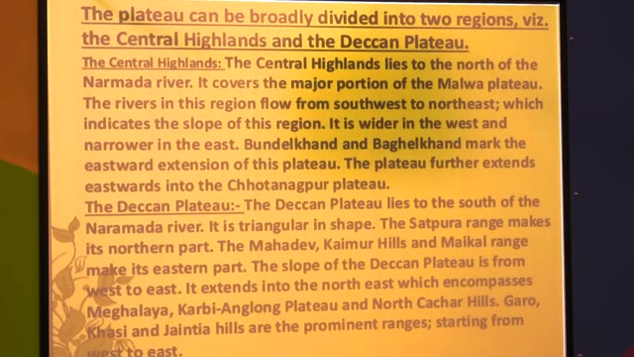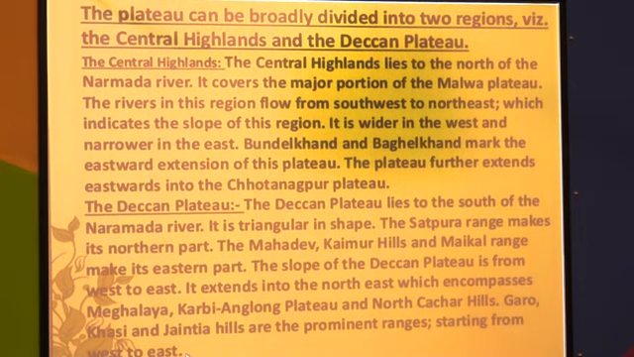See students, now next we are going to study the southern part of the peninsular plateau, the Deccan plateau. The Deccan Plateau lies to the south of the Narmada river. It is triangular in shape. The Satpura range makes its northern part. The Mahadev, Kaimur hills, Maikal range make its eastern part. The slope of the Deccan Plateau is from west to east direction. It extends into the northeast, which encompasses Meghalaya, Karbi Anglong Plateau and North Cachar Hills. Garo, Khasi, Jaintia Hills are the prominent ranges starting from the west to east.